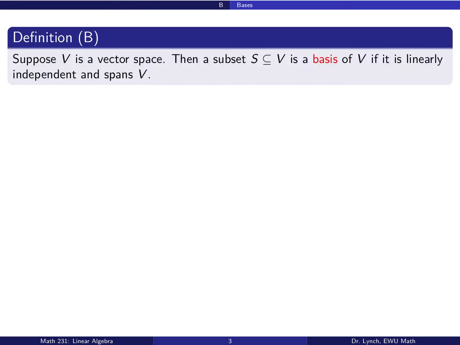Okay, here's the definition of a basis. A set of vectors S, that's a subset of the vector space V, is a basis if it's linearly independent, and a spanning set for V. So there's sort of two things to check if you want to check if a set is a basis. First, you need to check that the set is linearly independent. And second, you need to check that the set is a spanning set. So start with an example.